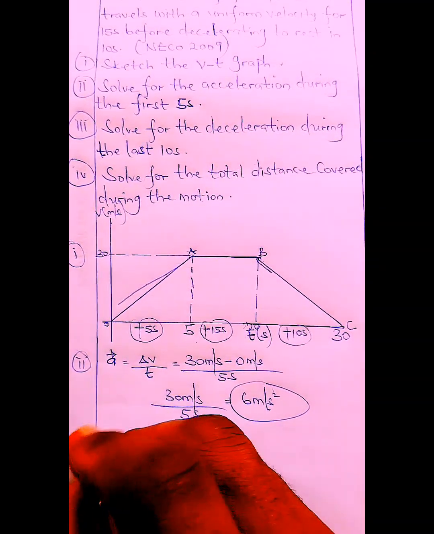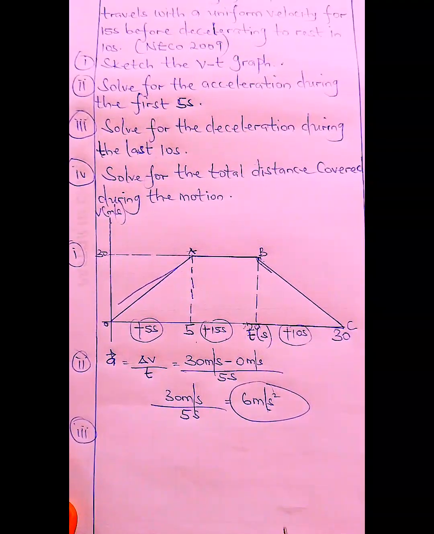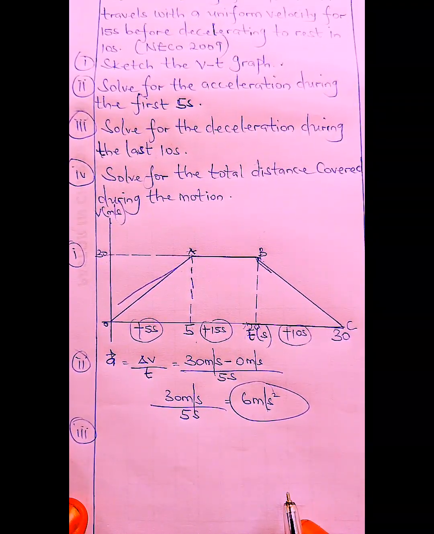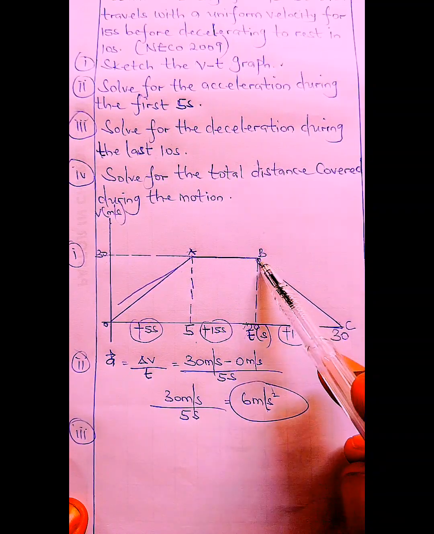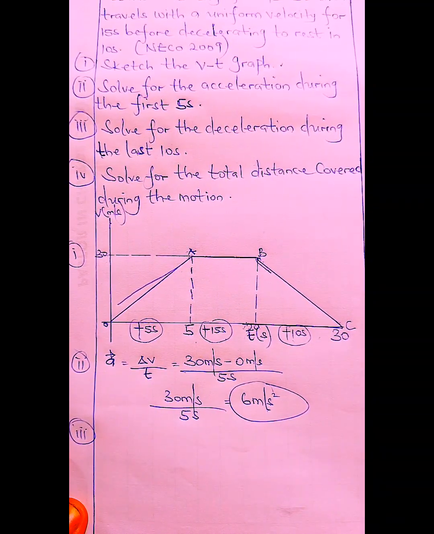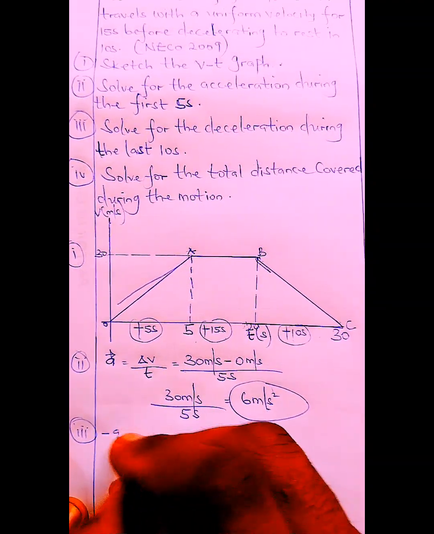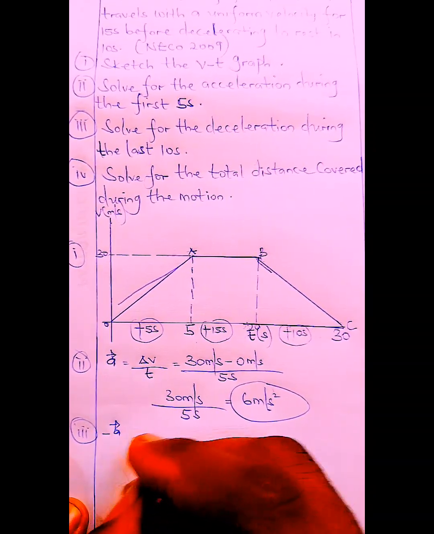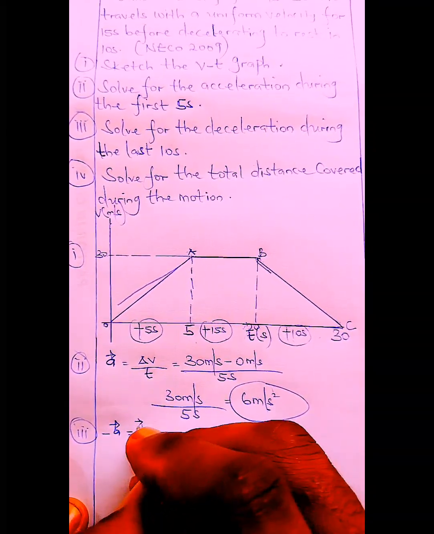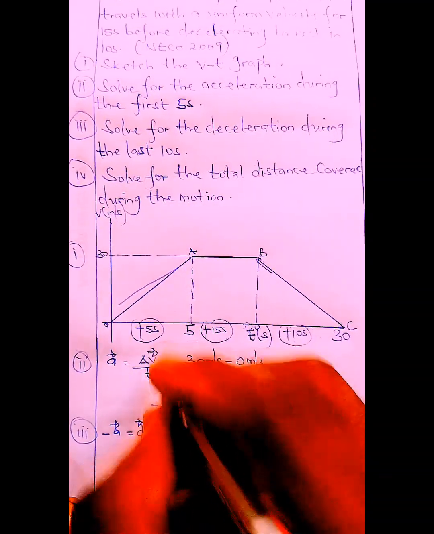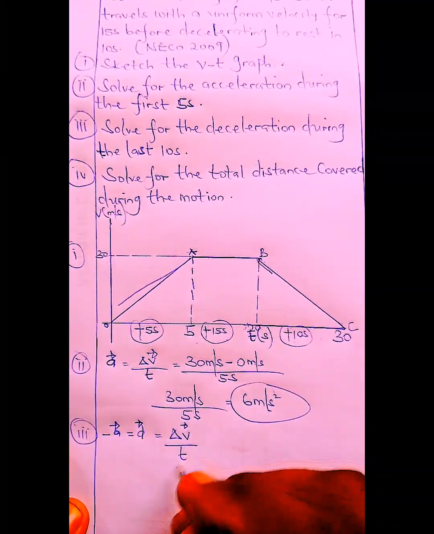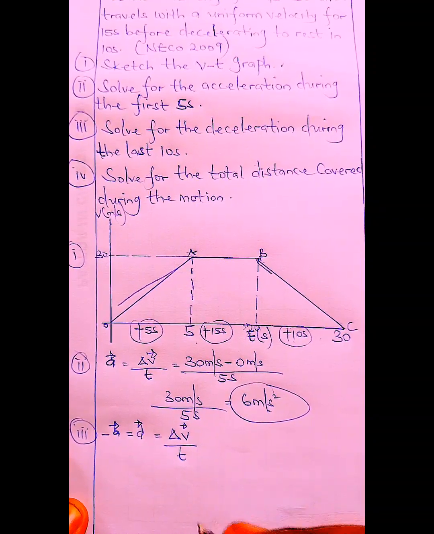So let's quickly solve the third question. We're asked to solve for the deceleration during the last 10 seconds. The body decelerated back to rest uniformly during the last 10 seconds. Don't forget, deceleration is the same thing as acceleration, but this time it's a negative acceleration. We can call this D, that's deceleration. It is the same thing as change in velocity over time taken.